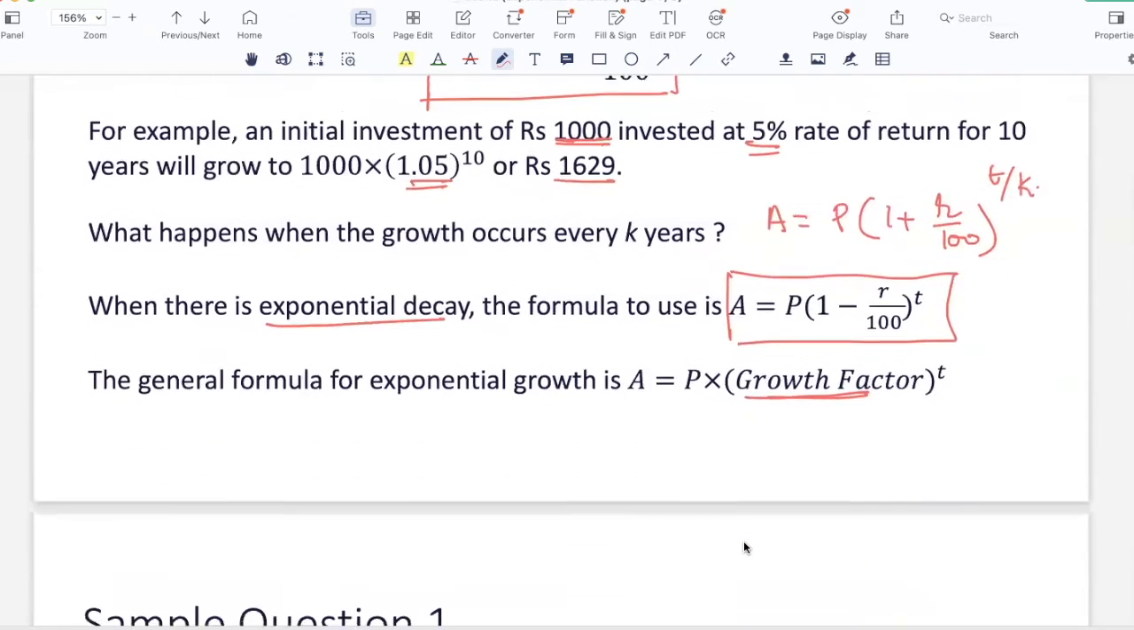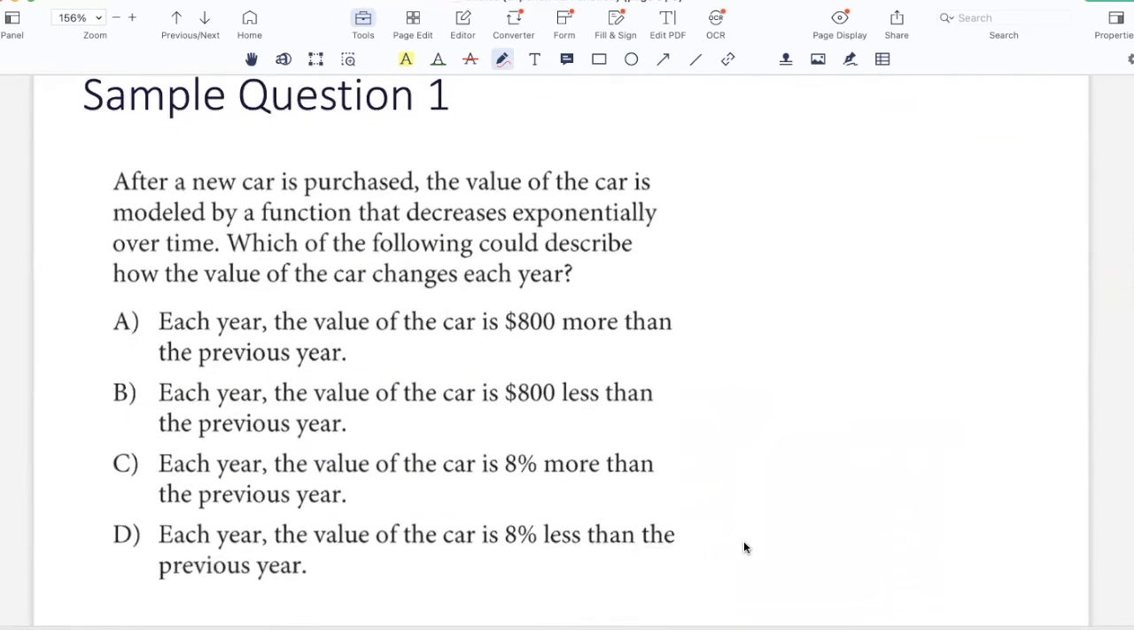Right, so how do questions on the SAT look? For example, the first question: after a new car is purchased, the value of the car is modeled by a function that decreases exponentially over time. Which of the following could describe how the value of the car changes each year? So let's work with the options.